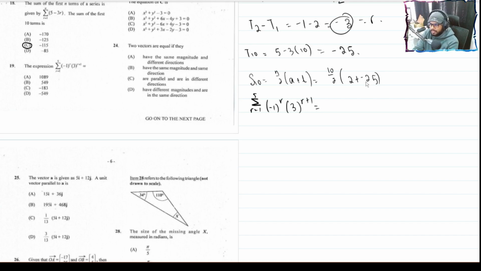In the case of number 19, you can avoid that misconception by writing out all 5 terms and going ahead and adding them up together. So let me do that. We're going to have the first term, when r is 1: minus 1 to the 1, 3 to the power 1 plus 1, plus r is 2: minus 1 squared, 3 to the power 2 plus 1, plus minus 1 cubed, 3 to the power 3 plus 1, plus minus 1 to the power 4, 3 to the power 4 plus 1, plus minus 1 to the power 5, 3 to the power 5 plus 1.